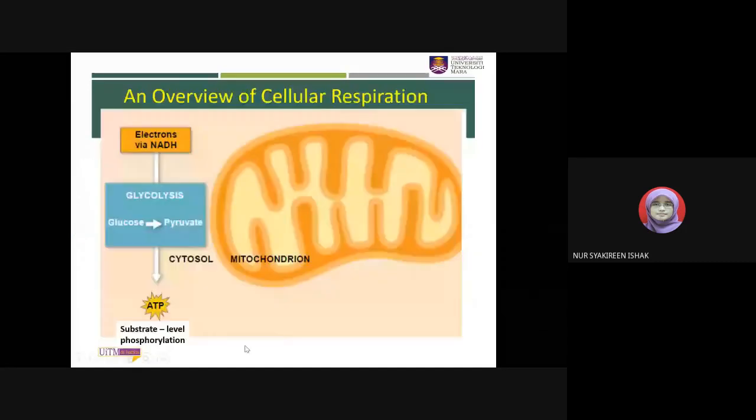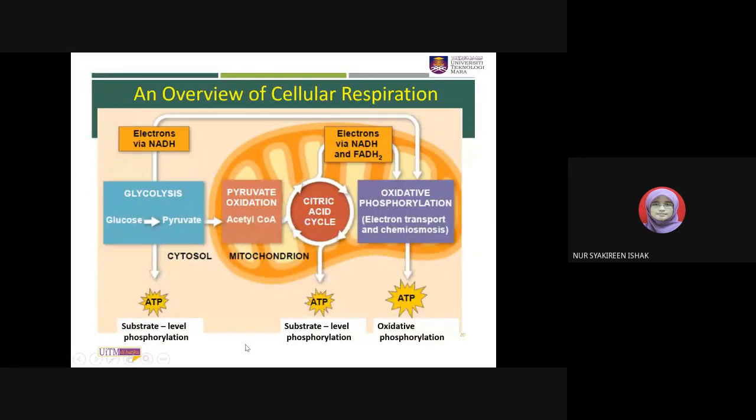So yang ni saya just tunjuk the whole diagram. The 4 stages of cellular respiration: glycolysis in the cytosol breaks glucose into pyruvate. 1 glucose becomes 2 pyruvate. The reaction produces a net of 2 ATP through substrate level phosphorylation. The process also produces NADH. NADH, you have to take note, is produced in the cytosol.